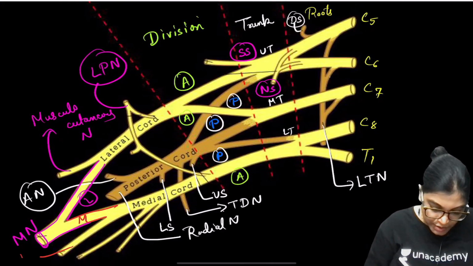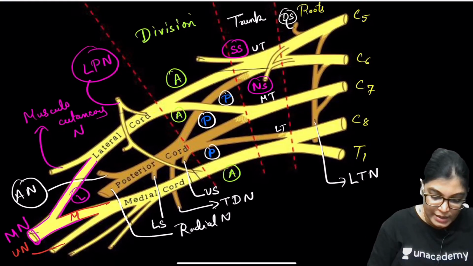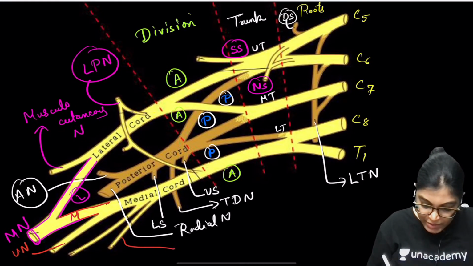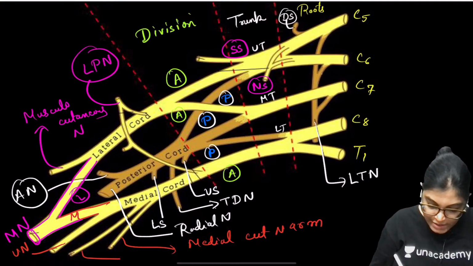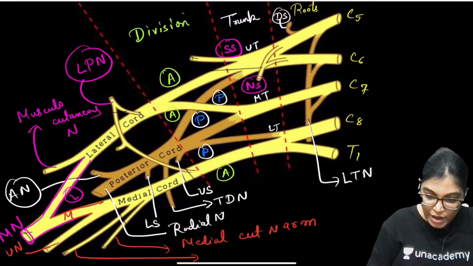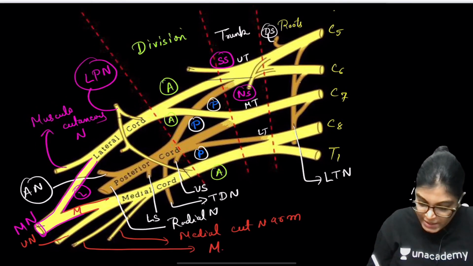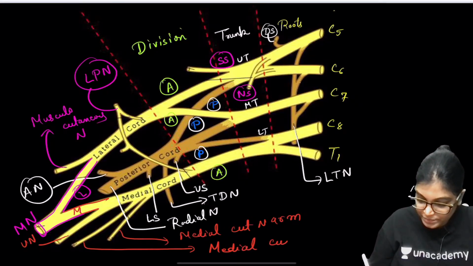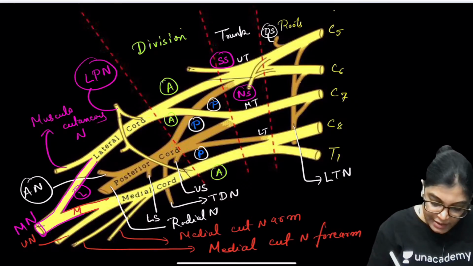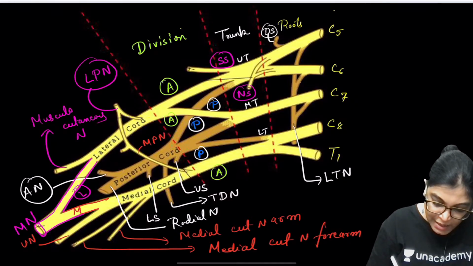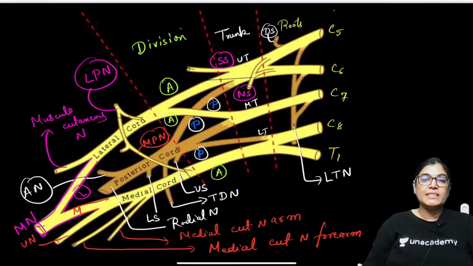So this is UN. What do you mean by UN? Ulnar nerve. So ulnar nerve, medial cutaneous nerve of arm, and lower to it, this nerve is medial cutaneous nerve of forearm. Okay, so is it okay? We have done all the branches, and this part is MPN. This is medial pectoral nerve.